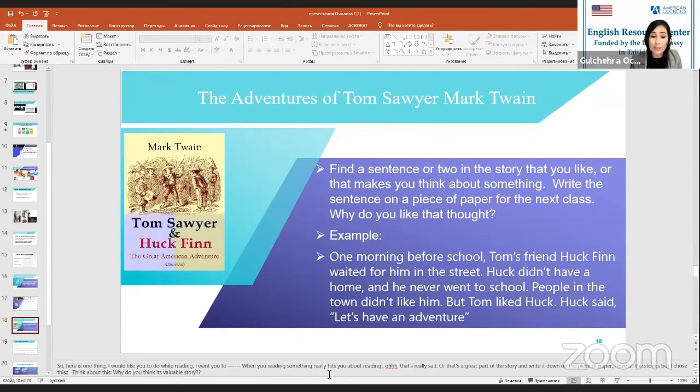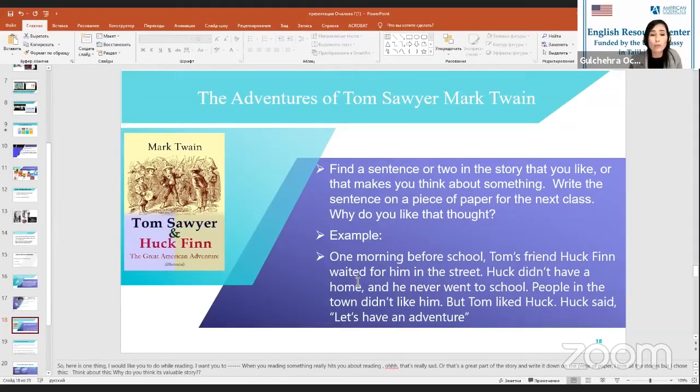When you're reading something like this, for example: One morning before school, Tom's friend Huck Finn waited for him in the street. Huck didn't have a home, and he never went to school. People in the town didn't like him, but Tom liked Huck. Huck said, "Let's have an adventure." When you're reading something and it really hits you, like, oh, that's really sad, or, what a great part of the story, write it down on a piece of paper.